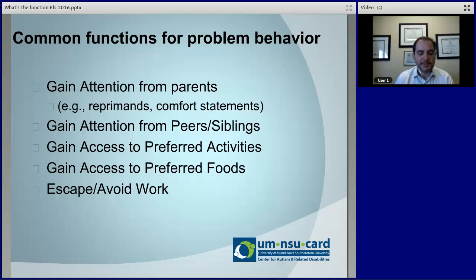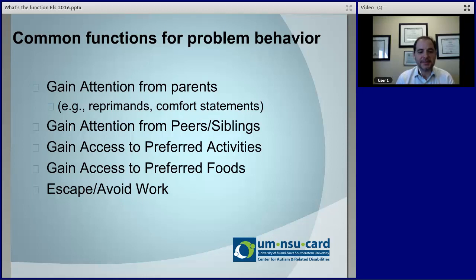And what I want to communicate to you guys is that there is a reason why it's happening. It's not a mystery. I mean, it might be a mystery to you at this moment, but it's not mysterious. It isn't some sort of odd thing that you have to wonder about, like, why is this happening? You should take comfort in the fact that it is probably happening for a very good reason. It is happening to gain attention. It is happening to gain access to a toy or activity or food, or it is probably happening in an effort to escape or avoid an unpleasant or demanding situation. That's probably it. It's one of those things, most likely.